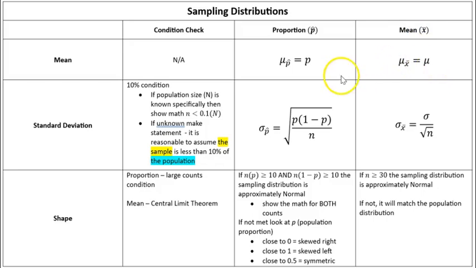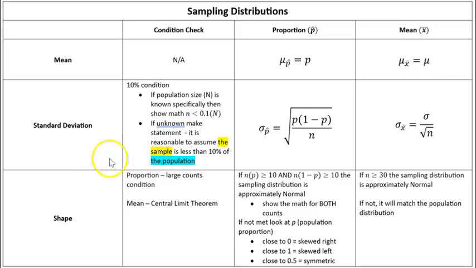Okay, so to find the mean of a sampling distribution, there's no conditions that we need to check. For a proportion, the mean of the sampling distribution for the sample proportion, that would be that symbol, mu p hat. This is the sample mean of the sampling distribution for a sample proportion. That is equal to p, the population proportion. And then same thing here, the mean of x bar, or the mean for the sampling distribution for sample mean, is equal to the population mean.